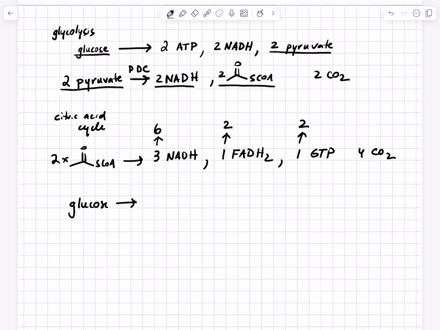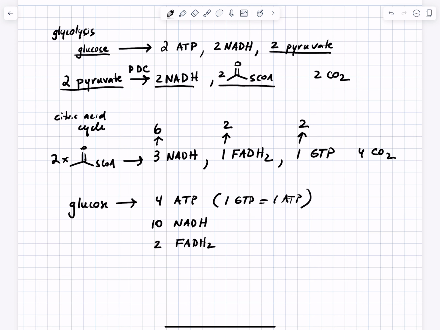So the process of metabolizing glucose all the way through the citric acid cycle is going to give us, let's see, 2 ATPs and 2 GTPs. So I'm going to count that as 4 ATP total because 1 GTP equals 1 ATP. Then how many NADHs? Let's see, 2, 4, 10? Did I miss any? Check my arithmetic. And then 2 FADH2s.